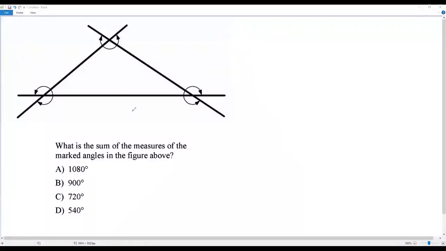Here we have a SAT math question. Okay, let's go with the information. What is the sum of the measures of the marked angles in the figure above? In the given figure over here, we have three marked angles. One is over here, and the other one is over here, and the third one is over here.